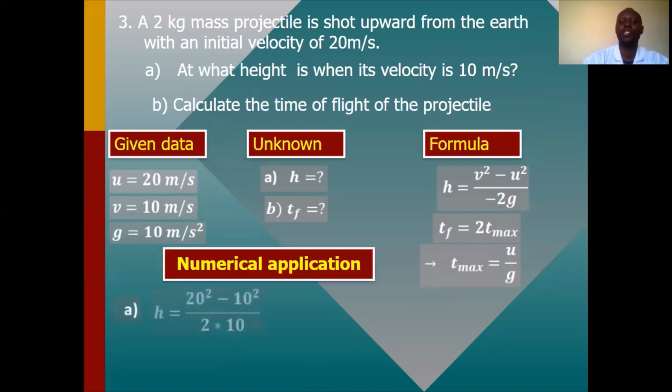So, numerical application: the height is equal to 20 squared minus 10 squared divided by 2 times 10, which is 15 meters. The time of flight is equal to 2 times 20 over 10. 20 over 10 is Tmax, and the time of flight is Tmax times 2, which is 4 seconds.